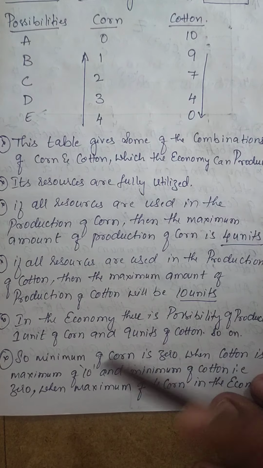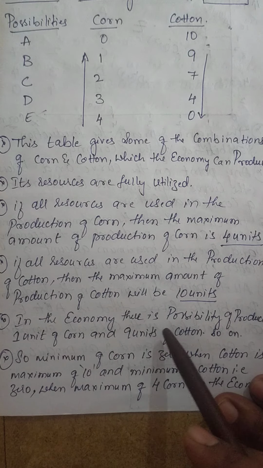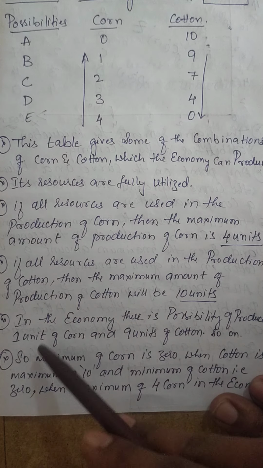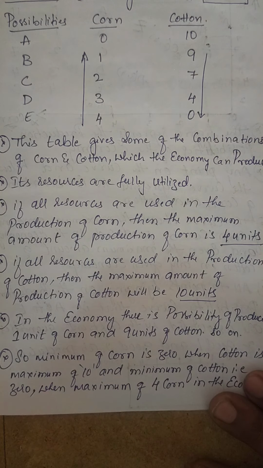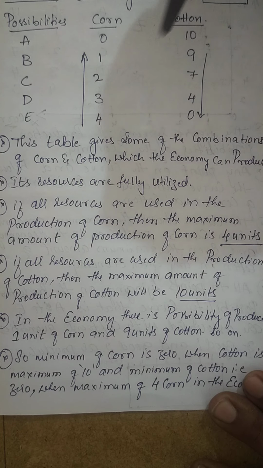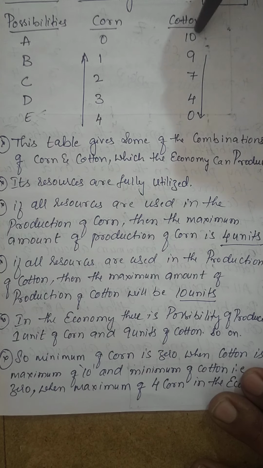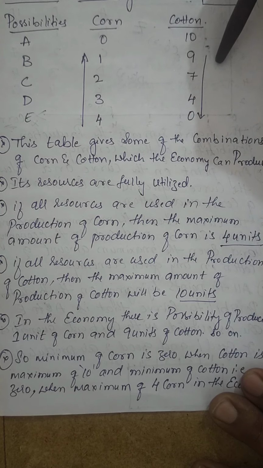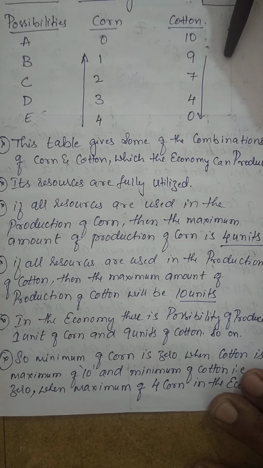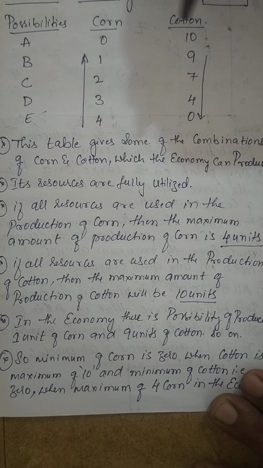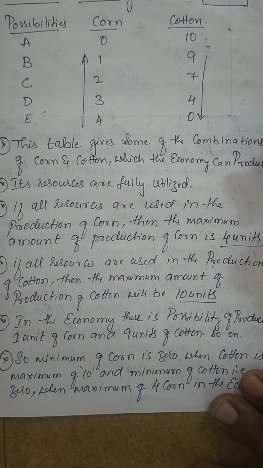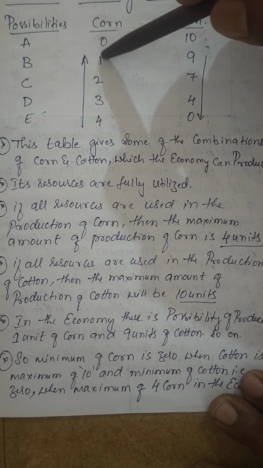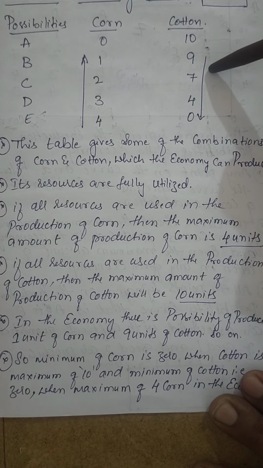Next, in the economy there is a possibility of producing 1 unit of corn and 9 units of cotton also. It is not that in an economy only the maximum units can be produced, isn't it? In an economy there is a combination of production we are saying here. So a combination of goods can be produced, which means 1 unit of corn, 9 units of cotton, 2 units of corn, 7 units of cotton, 3 units of corn, 4 units of cotton. So apart from the maximum, even the minimum amount of corn and cotton can be produced.